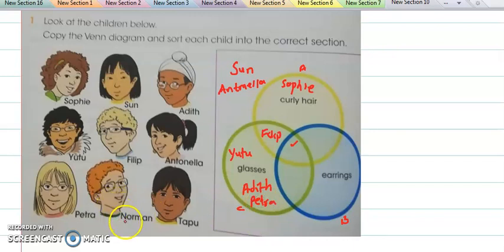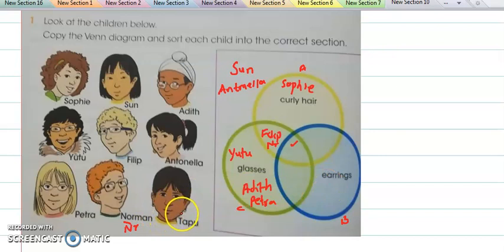Next we have Norman. Norman is wearing glasses and has curly hair as well. So his name, Norman, will be here. I'm writing it shortly as NR because I don't have much space. So for Norman, I am giving a short form, NR. You can write the full name. And then the last one is Tapu.